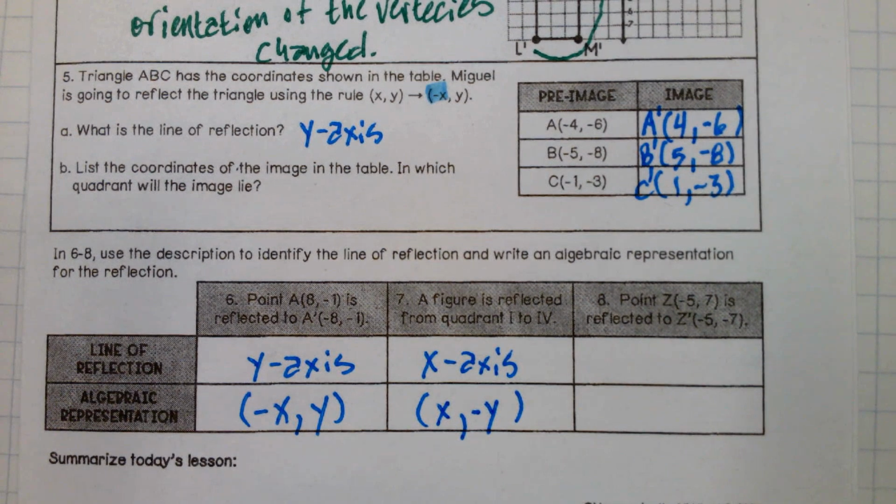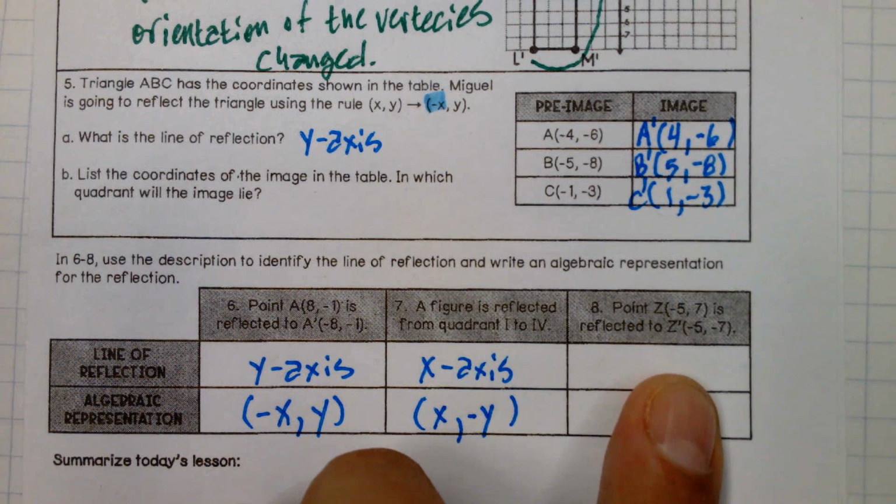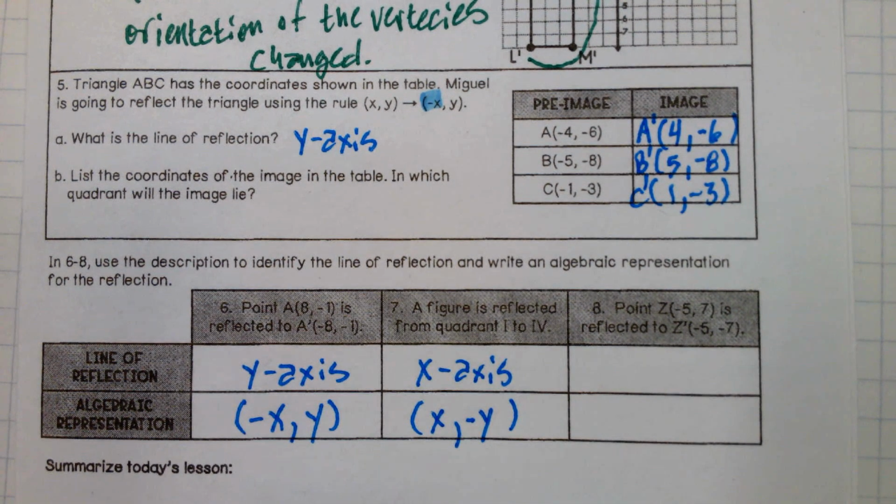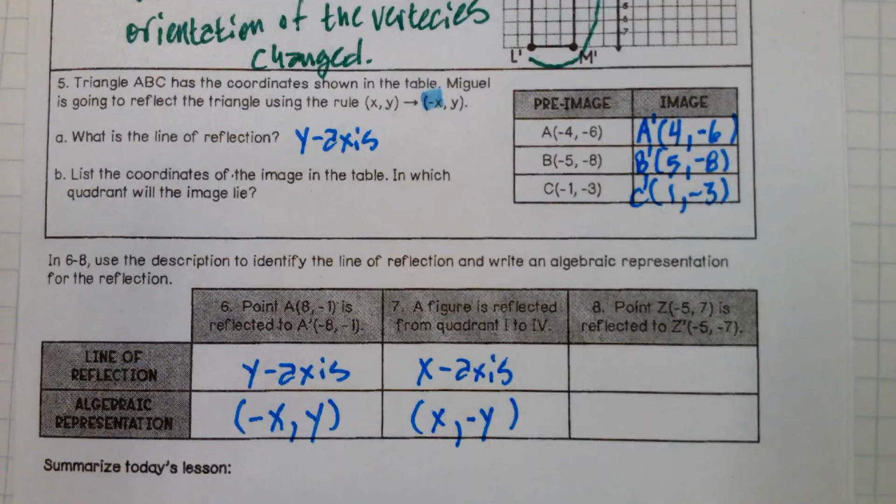So try number 6 on your own. This is another one. Just look at z and z prime. Compare which value switched. And then write down the axis, x or y, and then the rule. Okay, give it a try. I'll give you a moment.